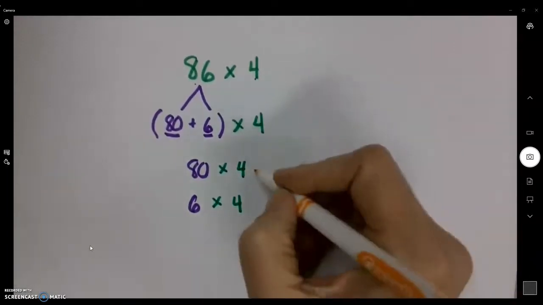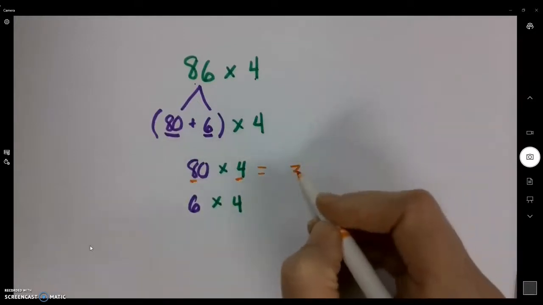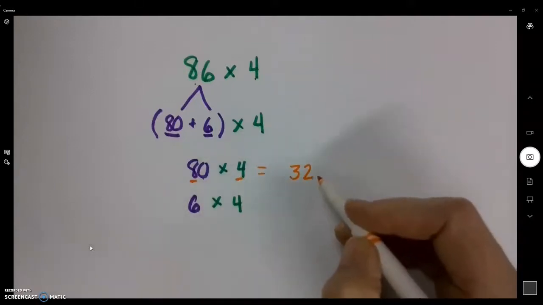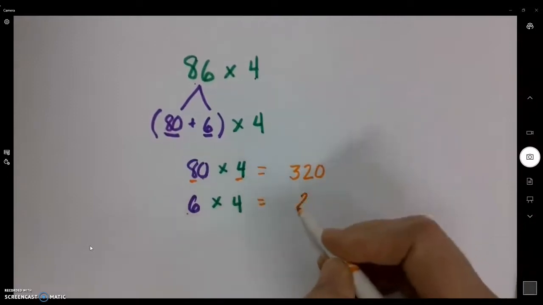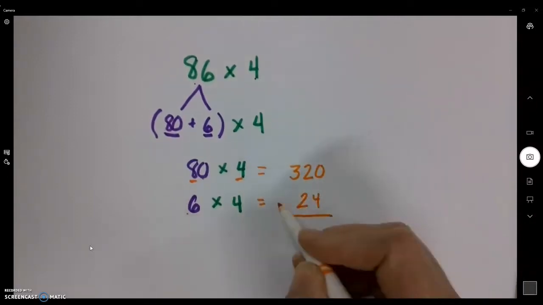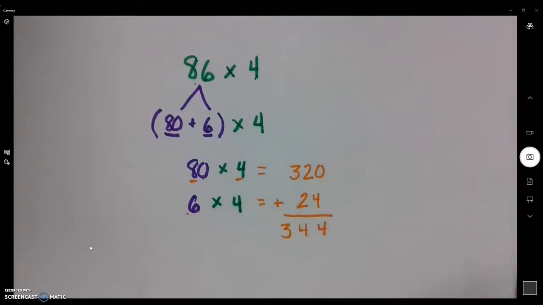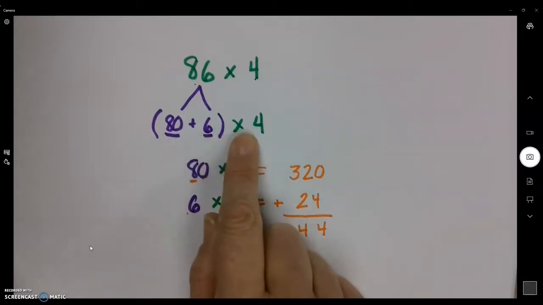Same thing we did with our other method. I'm going to think 8 times 4. And I know 8 times 4 is 32. And since it was 8 tens, my answer has to be 32 tens. And then 6 times 4 is 24. And I still get that same answer of 344. A little bit of a different approach. So another way to show 86 times 4 is 80 plus 6 times 4.